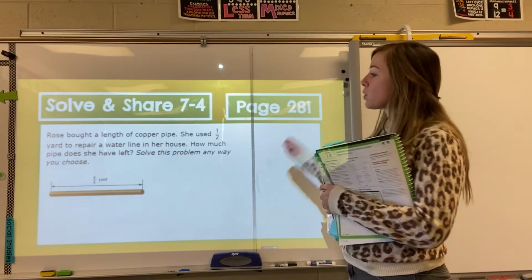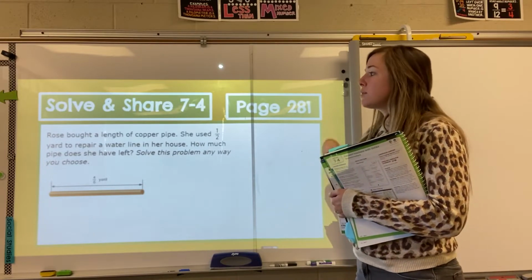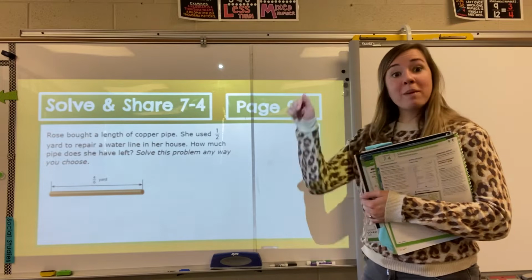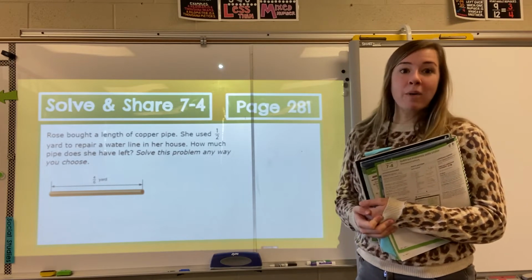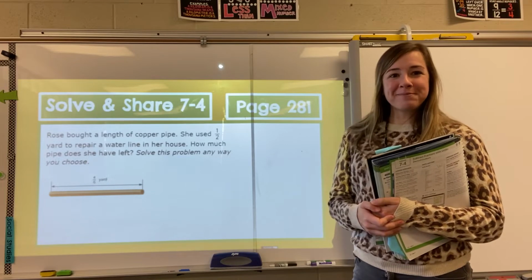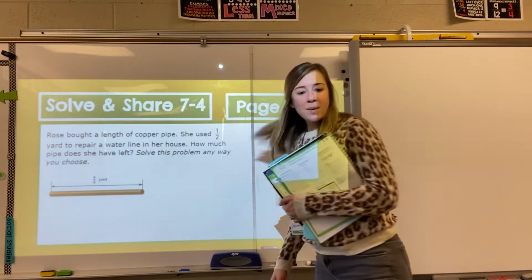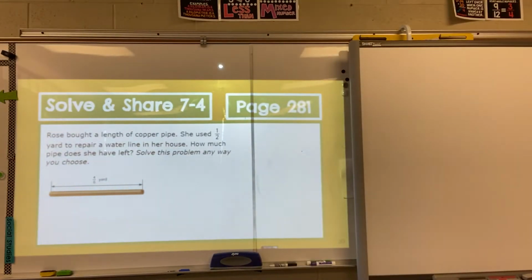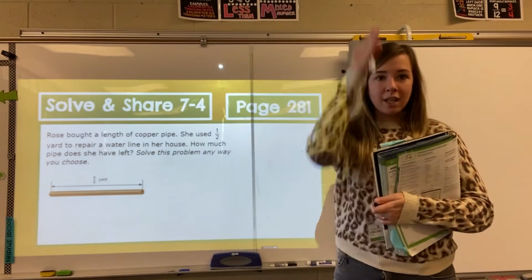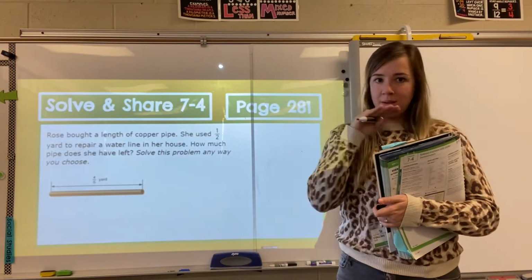So we have 4/6 of a yard, then she used half of it to repair a water line. How much does she have left? Go ahead and pause here, give it a try. Think about how we found common denominators yesterday, and then we'll go over it. Okie dokie. Let's go ahead and set our problem up. You betcha, we're setting it up vertically, up and down, not side to side, horizontal.